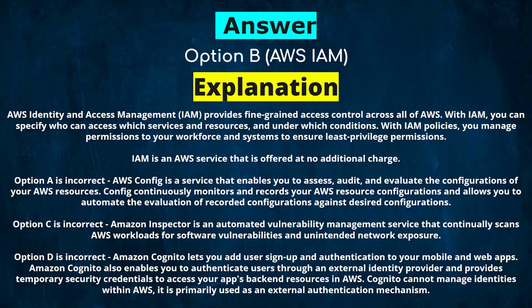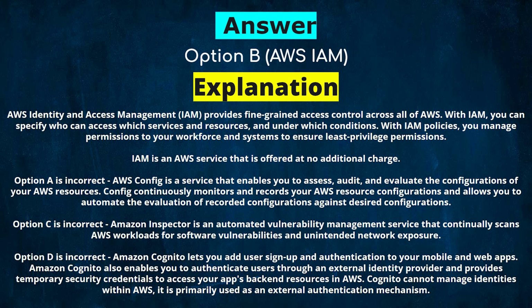Option A is incorrect. AWS Config is a service that enables you to assess, audit, and evaluate the configurations of your AWS resources. Config continuously monitors and records your AWS resource configurations and allows you to automate the evaluation of recorded configurations against desired configurations. Option C is incorrect. Amazon Inspector is an automated vulnerability management service that continually scans AWS workloads for software vulnerabilities and unintended network exposure. Option D is incorrect.